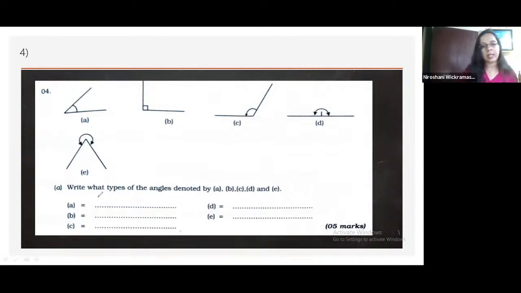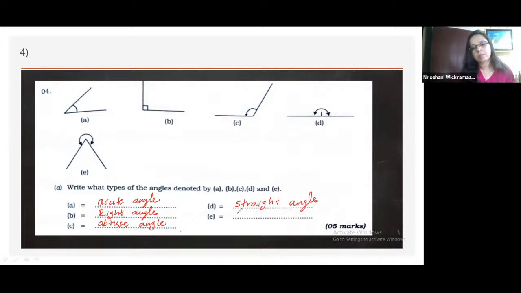So we can write A, acute. B, right angle. D, reflex angle. Acute, right angle, obtuse angle, straight angle, reflex angle.